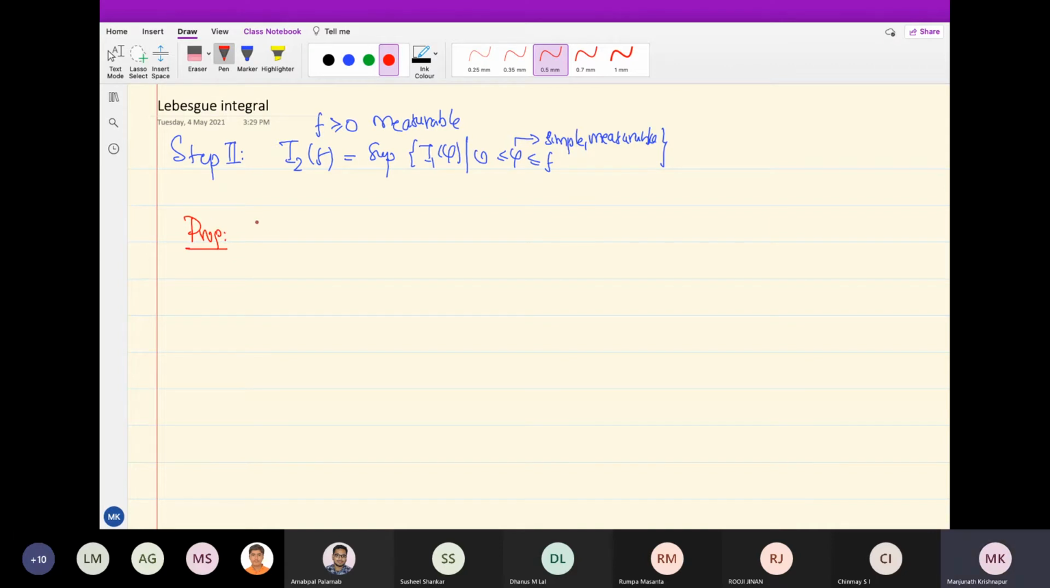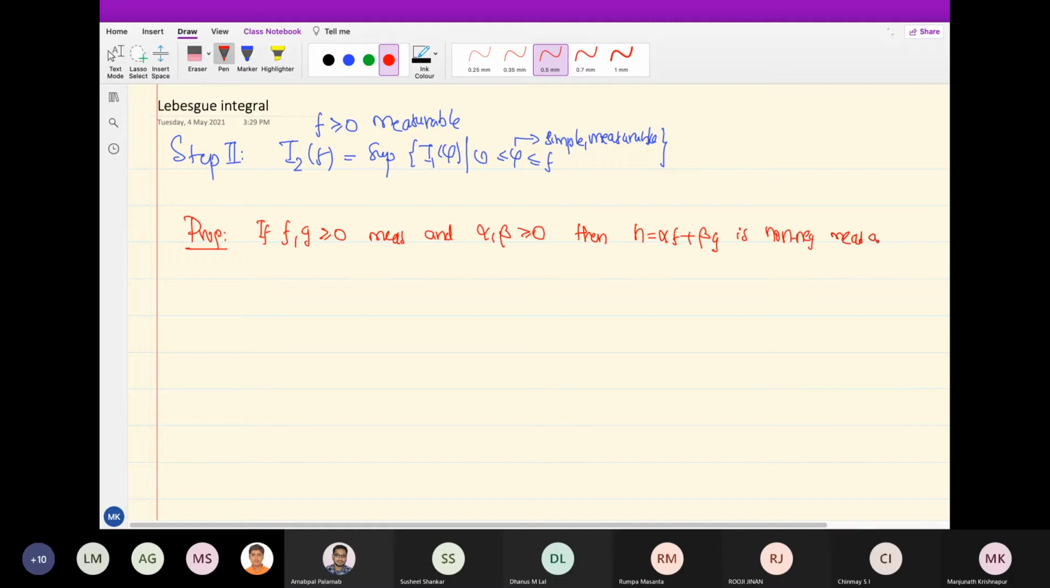is that if f, g are non-negative measurable and alpha, beta are non-negative real numbers, then alpha f plus beta g is also non-negative measurable, and its integral, that is I2 of h, is going to be alpha I2 of f plus beta I2 of g. Okay, that is step 1. Maybe I call it 1.